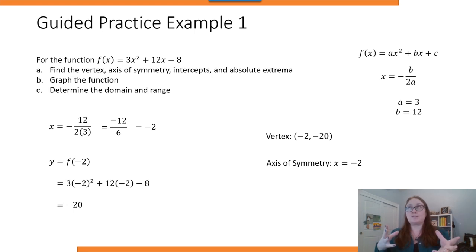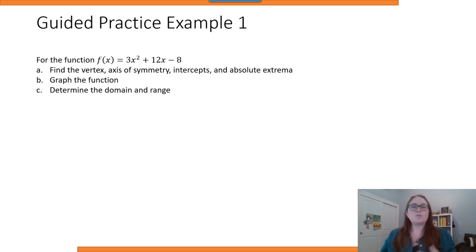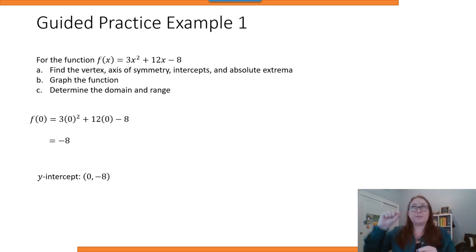And this will help us figure out whether it opens up or down, depending on where it is in relation to the vertex. So intercepts, of course, is when we start plugging in 0 for either x or for y. So let's start with plugging it in for x to get the y-intercept. So f of 0 is going to give me negative 8, which means my y-intercept is at 0, negative 8. So that's much higher up than the vertex. So I'm thinking this is going to be opening up if I'm kind of visualizing how this parabola is going to be looking.